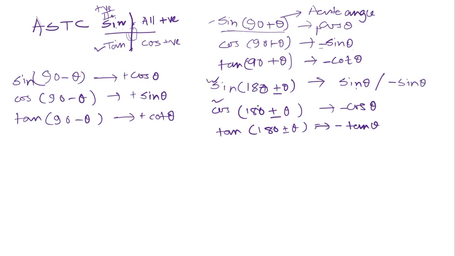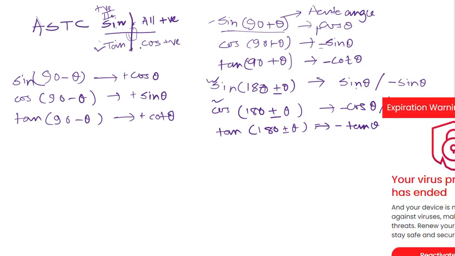Okay. Cos 180 plus theta will lie on the third coordinate. In the third coordinate cos is negative, so it will become negative cos theta. Tan 180 plus theta will be plus tan theta, because tan is positive on the third coordinate. So what we learn here is that you need not remember all these things. You can logically find out if you know the unit circle ideas, which I discussed in the first trigonometry and the second trigonometry.